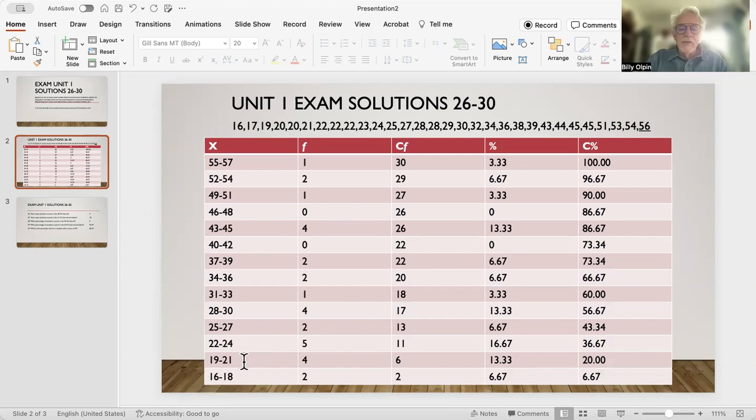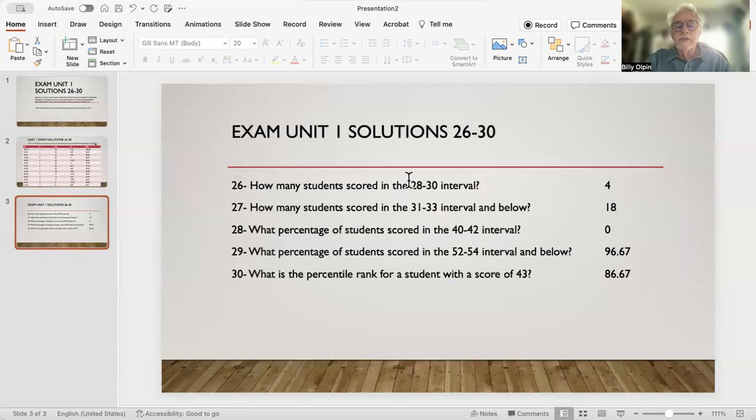Anyway, so here's my scoring intervals 16, 17, 18, 19, 20, 21, right? And 3. And I have my columns, the ones I asked for: frequency, cumulative frequency, percentage, and cumulative percentage. These tables, we'll be adding a couple of columns during the course of the semester, but this is the basics for sure. So the questions: how many students scored in the 28 to 30 interval?